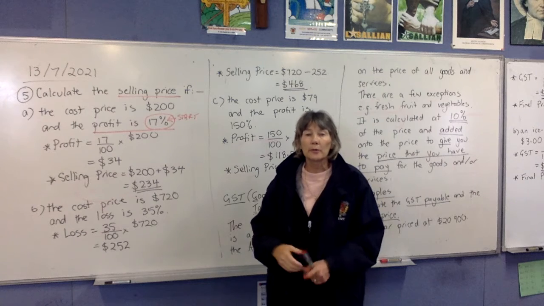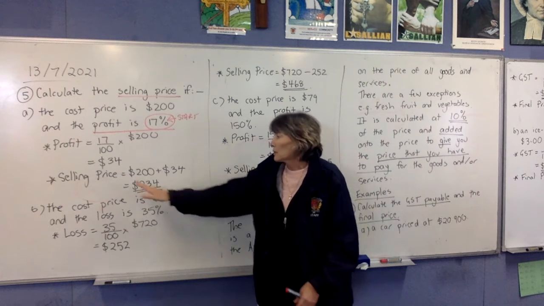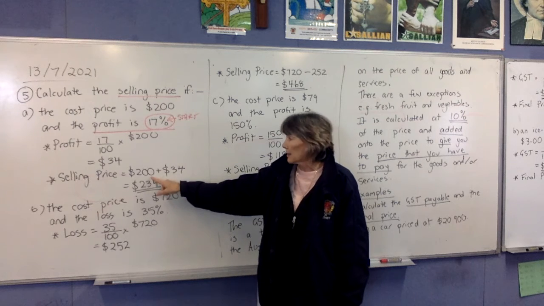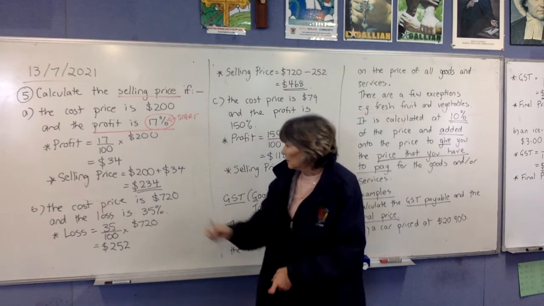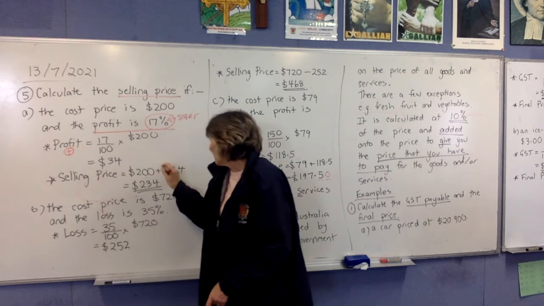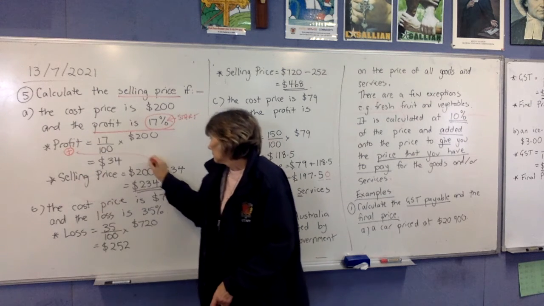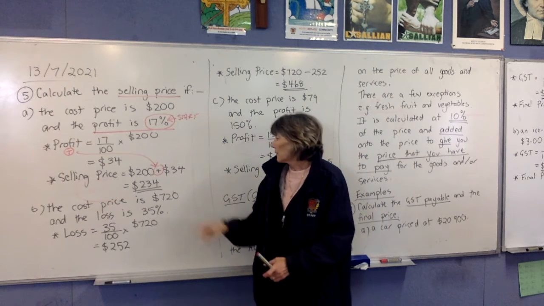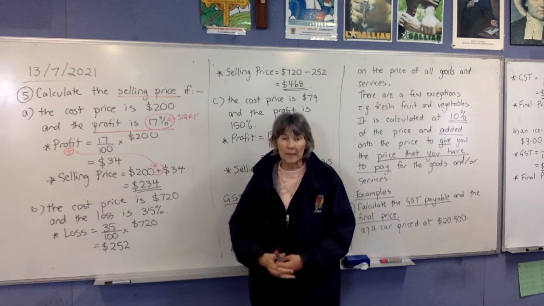Now we know that a profit means you've made money. So to find our selling price, we're going to start with the cost price, and if we're making money with a profit, we're going to add that number onto the original money. So we've now got $234 for the selling price.